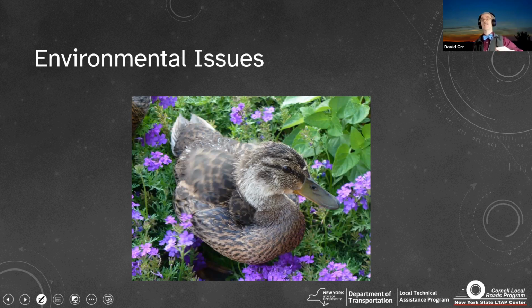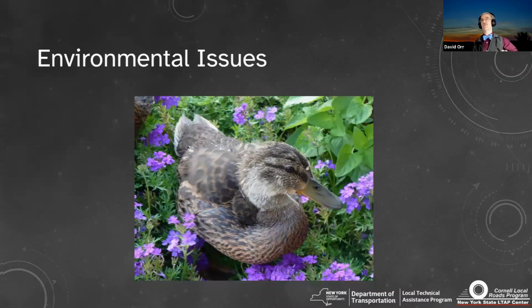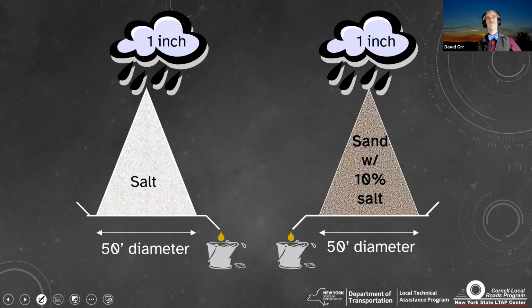One pile is a pure salt pile, 50 feet in diameter. Now we're going to make another pile of sand that is 50 feet in diameter, and it's got 10% salt in it, okay? Just enough salt to keep it from freezing before you put it into your truck. So it's only 1 to 10.